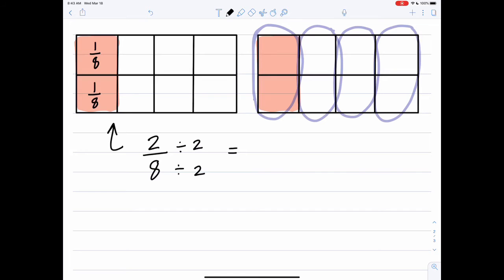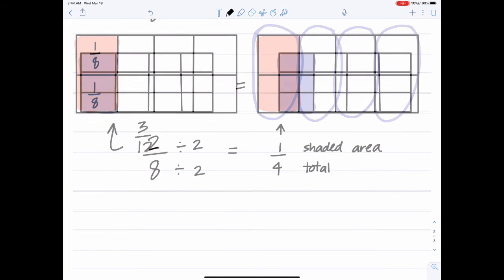So using division, I can see that I have 2 divided by 2 on the top, and that is my shaded region, which is 1 shaded region. Then I know 8 divided by 2 is 4, and I have 4 total regions now. So 2/8 divided by 2 on the top and the bottom gives me 1/4.